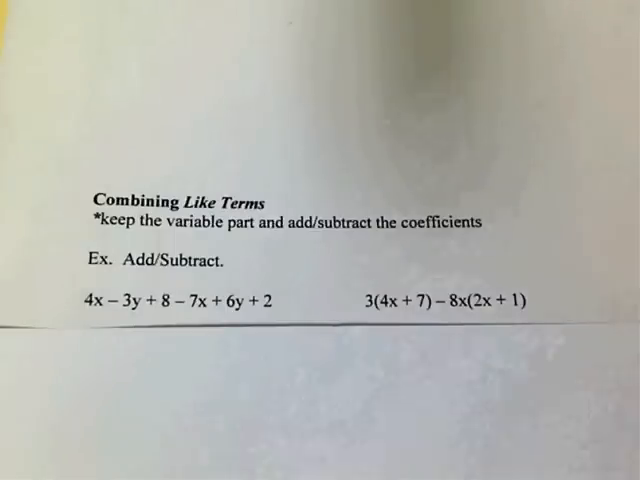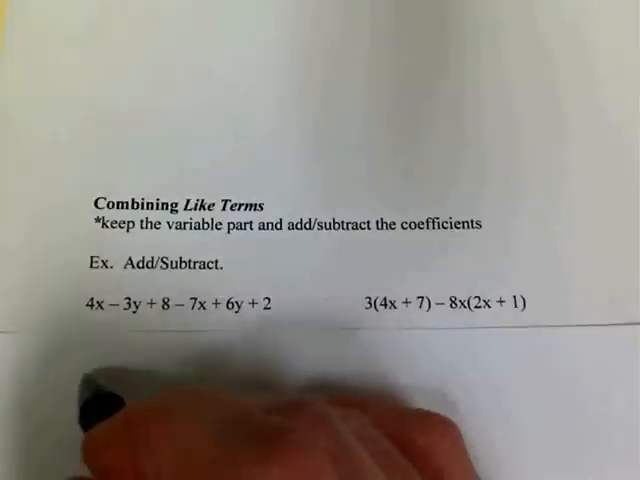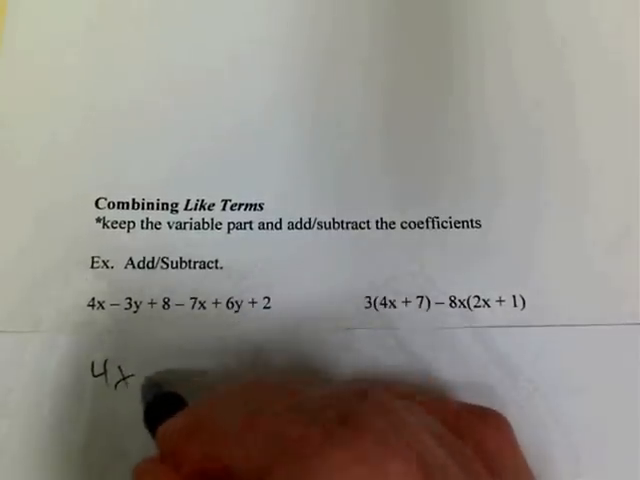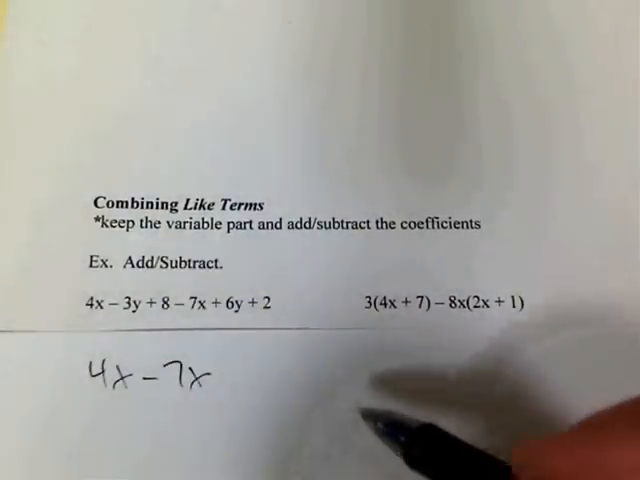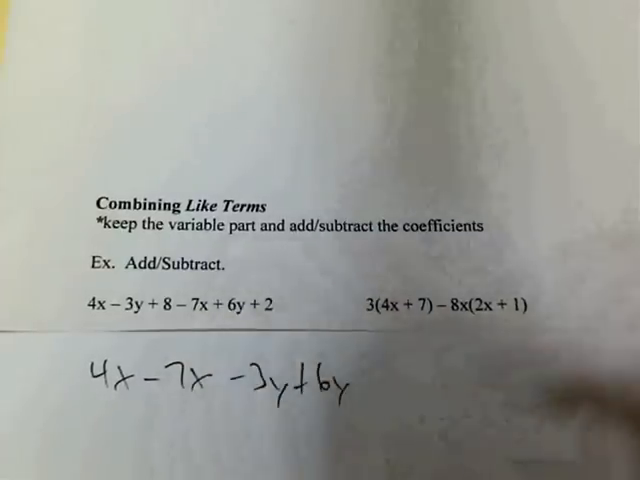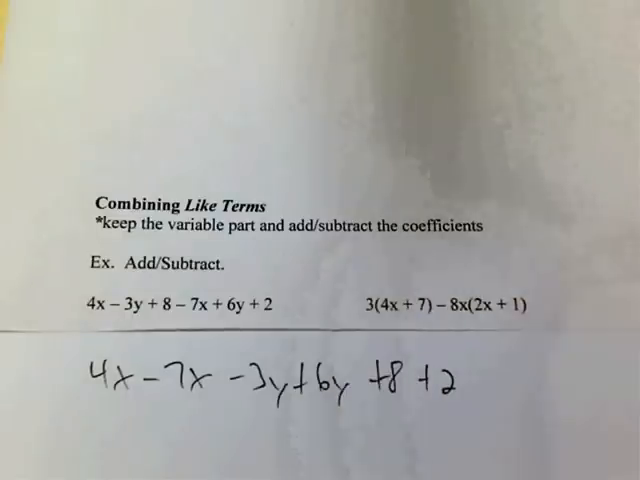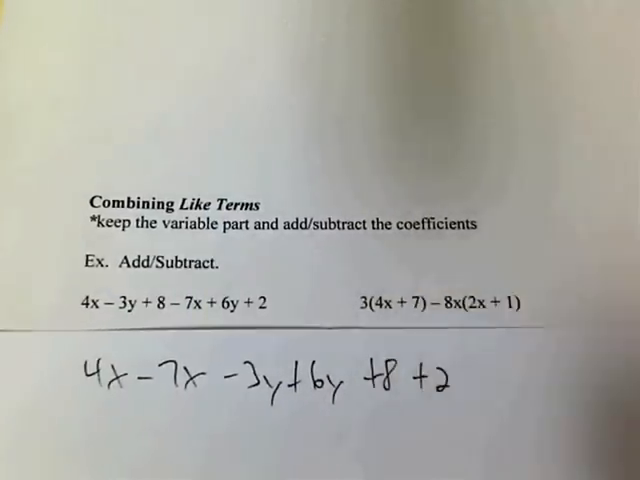Did you catch the mistake in the previous problem? Let's do it again. Let's take the 4x and the negative 7x. Let's put those together. Let's take the negative 3y and the plus 6y. Put those together. And the plus 8 and the plus 2. Did you find the mistake?